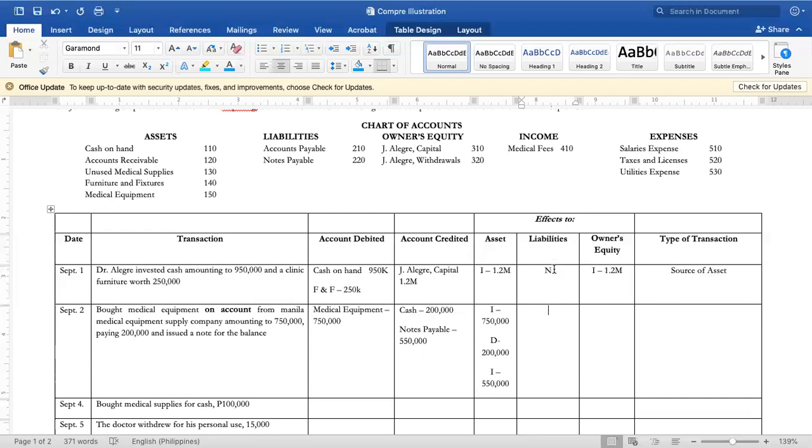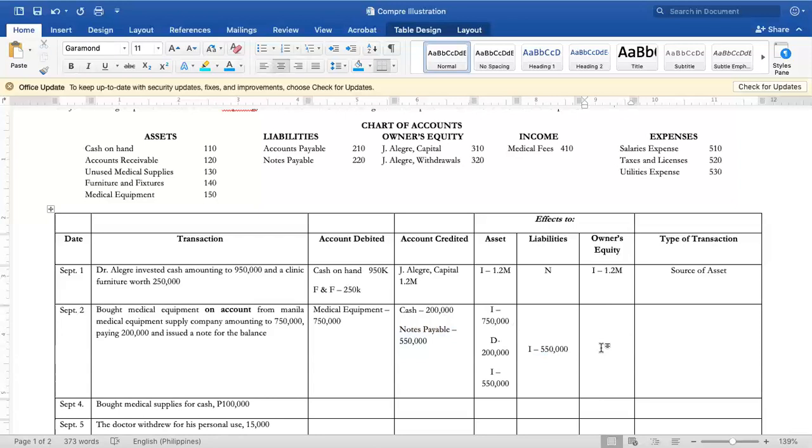How about the liabilities? Is there an effect on liabilities? Yes, because we used a liability account, notes payable. So what is the effect on your liability account? Increase, decrease? Okay, the answer is increase. Increase by 550,000. Again, the normal balance of liability is credit. Therefore, we credit a liability account, notes payable, 550,000. The effect on your asset, it will increase by 550,000.